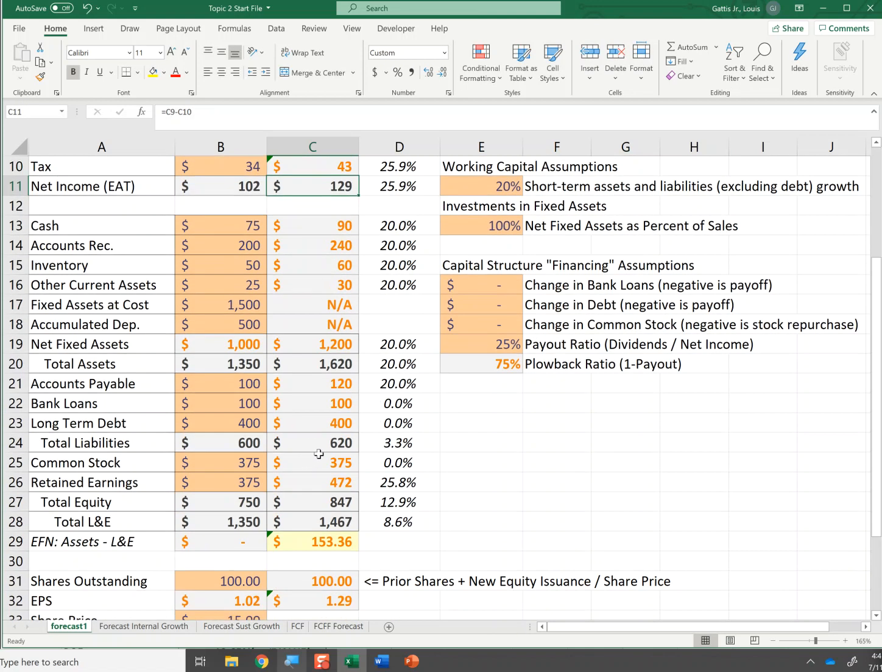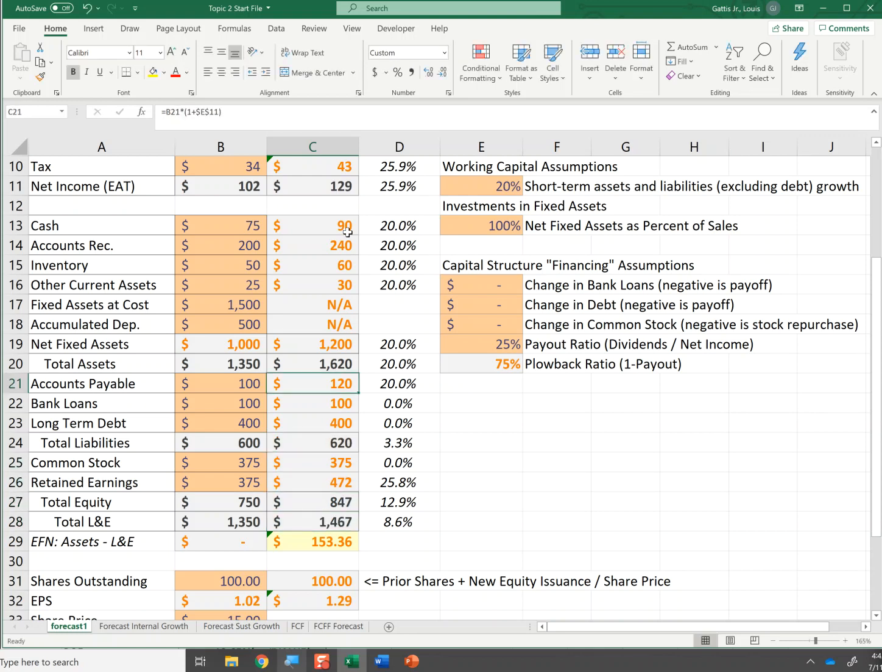Now that gives me a dividend level and a plowback level. Notice my retained earnings is now 75% of net income as an addition to retained earnings. So retained earnings is last year's level plus 75% of profit. So 25% must have been paid as a dividend. There's my total equity, common stock plus retained earnings. And there's my total L&E.